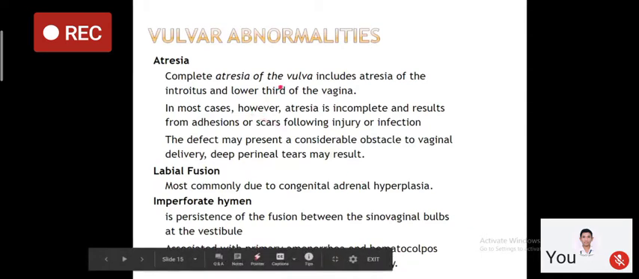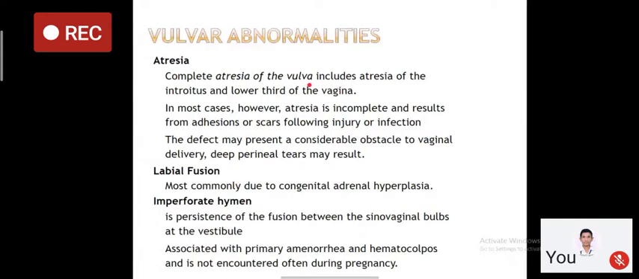Atresia. Complete atresia of the vulva includes atresia of the introitus and lower 1/3 of the vagina. In most cases, however, atresia is incomplete and results from adhesion or scars following injury or infection. The defect may present a considerable obstacle to vaginal delivery. Deep perineal tears may result. Labial fusion, most commonly due to congenital adrenal hyperplasia.